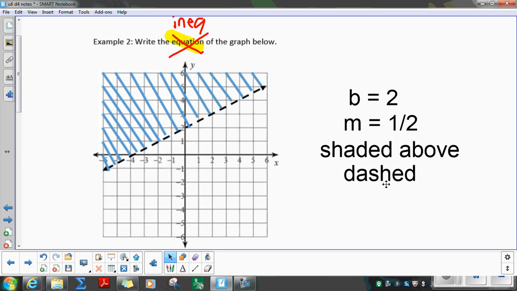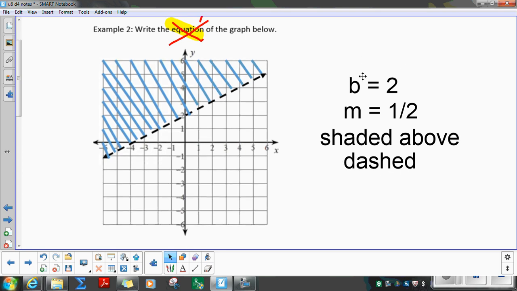Okay? That information is going to help me write this because the slope and the y-intercept tell me the slope-intercept form that it's going to be in. So it'll be y, some inequality, 1/2 x plus 2. The shaded above means that it's greater than, and the dash means it's not equal to. So my inequality is just that. The inequality sign I get from the shading and the dash, and the slope and the y-intercept make up the rest. And I just put a y in the front.